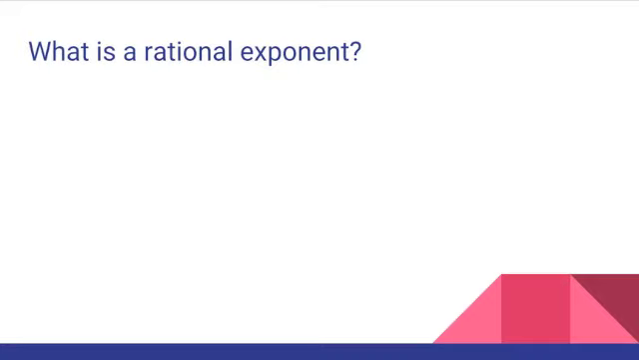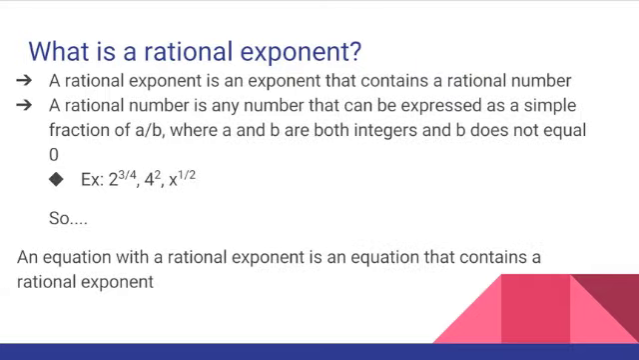You may be wondering, what is a rational exponent? Well, I have an answer for that. A rational exponent is an exponent that contains a rational number. A rational number is any number that can be expressed as a simple fraction of a over b, where a and b are both integers and b does not equal 0. For example, 2 to the 3/4 power. So, an equation with a rational exponent is an equation that contains a rational exponent.